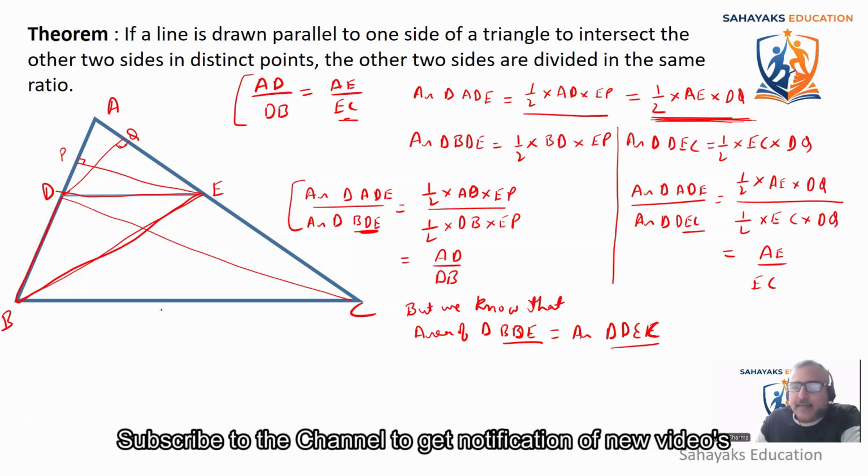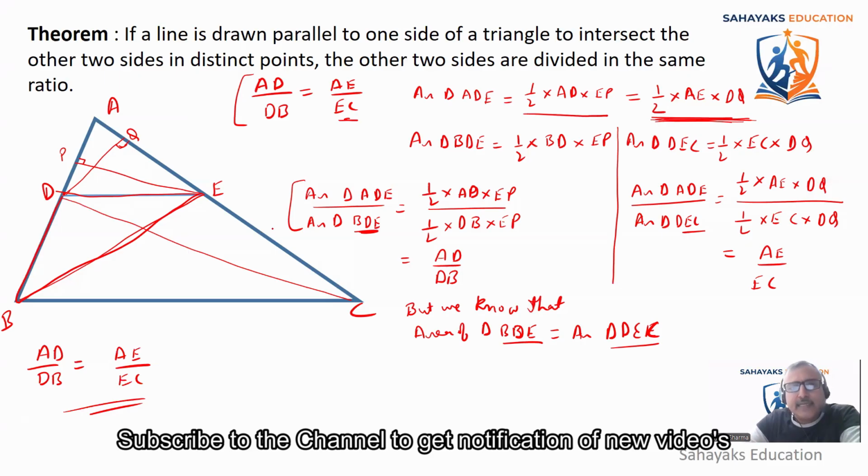So I can say that AD by DB is equal to AE by EC. And that proves that the line DE is dividing AB and AC in a ratio, that is AD by DB is equal to AE by EC, in the same proportion, in the same ratio. Please go through this. You can go through it one or two times to understand it better.